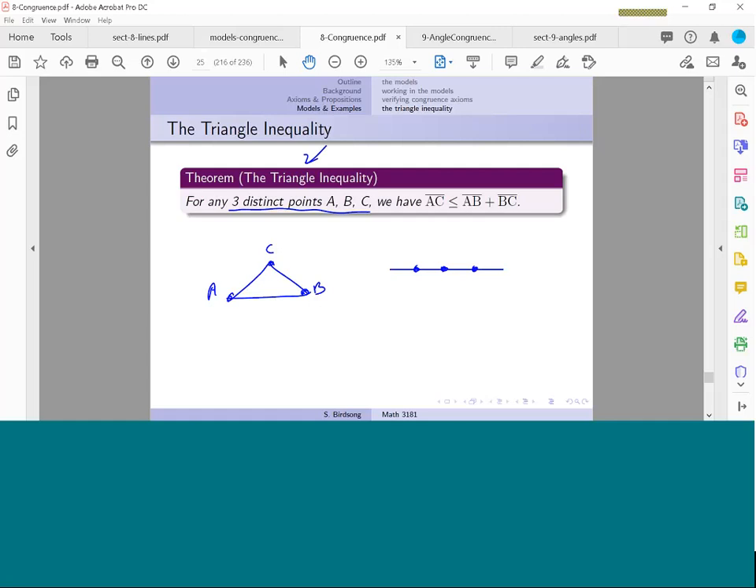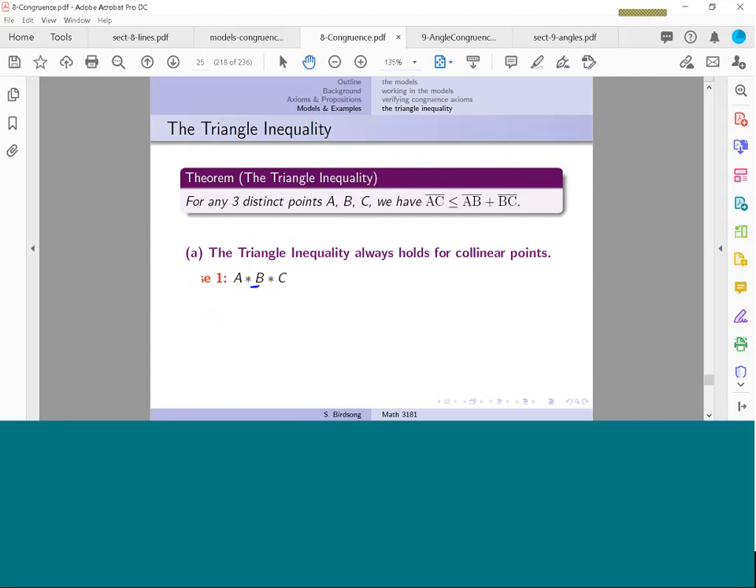Most of the time when people think about the triangle inequality, they are thinking of that situation where you actually form a proper triangle. But both of these cases technically will work. All right, so the claim is the triangle inequality will always work for any 3 different points. However, here specifically for collinear points. Okay? First case is, suppose your point B is actually between the other 2 points.